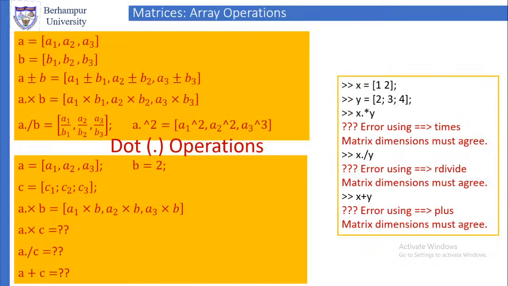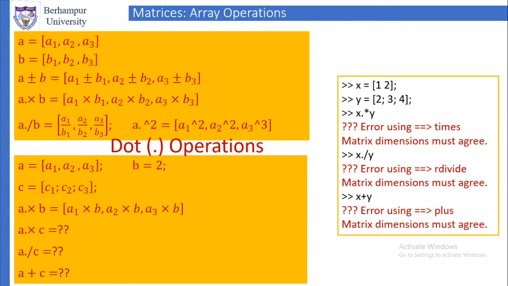The dot operation. Dot operation means the element by element operation. What happens using dot operations is shown on the left hand side. At the top we are showing A is equal to A1, A2, A3. It is a 1 cross 3 matrix. B is again a 1 cross 3 matrix, B1, B2, B3. Then if I write A plus or minus B, that will result in A1 plus minus B1, A2 plus minus B2, A3 plus minus B3.